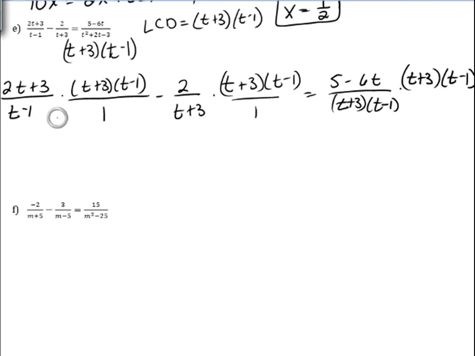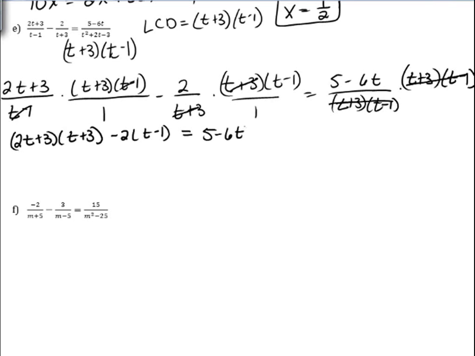When we do this first multiplication, the t minus 1s will cancel. That leaves me with 2t plus 3 times t plus 3. When we do this second multiplication, the t plus 3's cancel, so I have negative 2 times t minus 1, and it's equal to, when we multiply this last thing, both the t plus 3 and the t minus 1 will cancel, leaving us with 5 minus 6t.